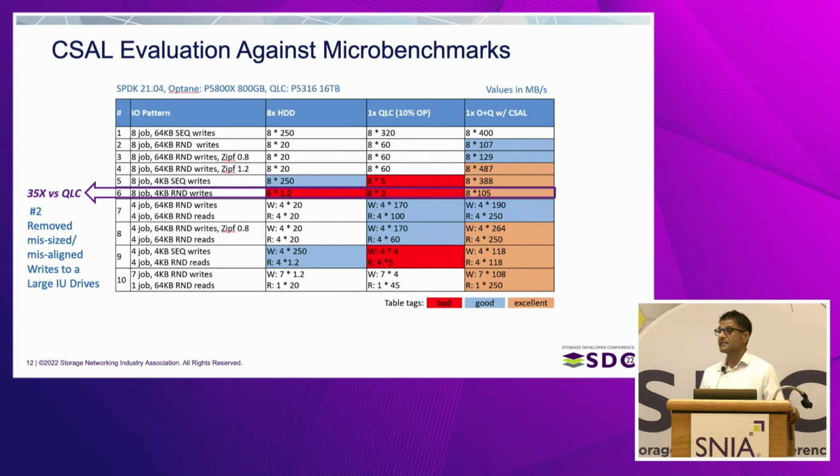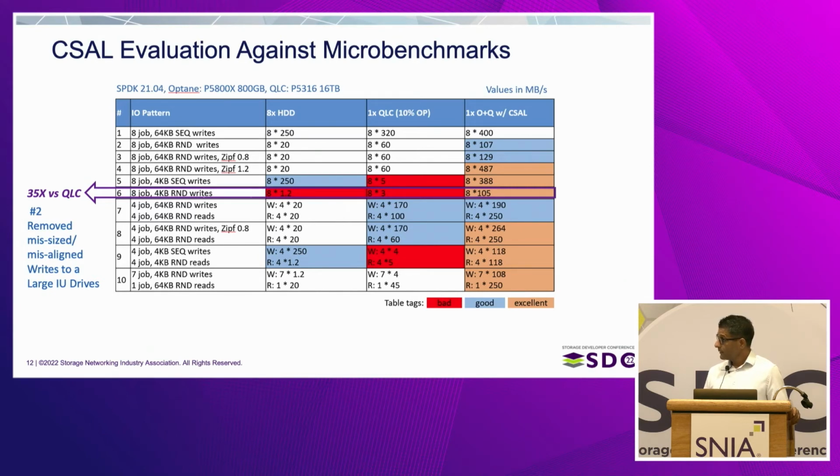And this is that missized, misaligned write problem. With 64K, when you do 4K, you get straight up 16x write amp because of read modify write. And then some of the multi-tenancy is causing further pain for the QLC. And you can see we get a whopping 35x improvement over this workload with our CSAL implementation.